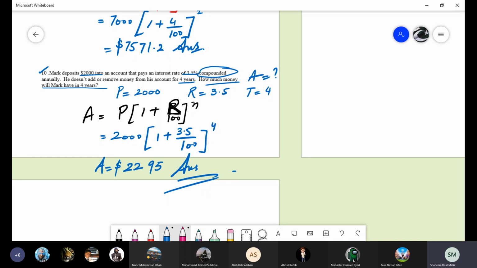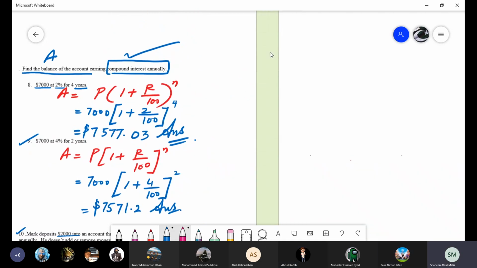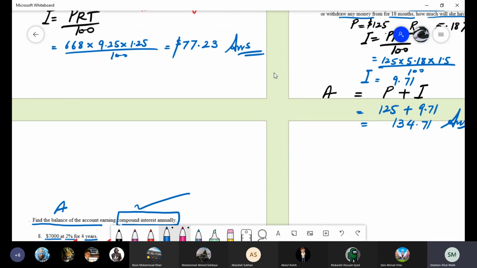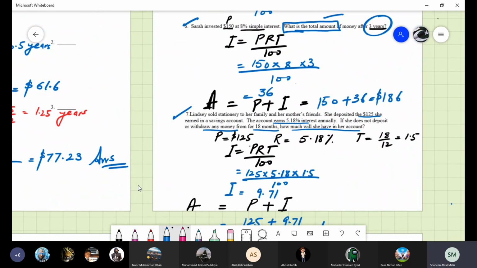Total 10 questions are there in the worksheet. We have done all. Did you complete all the questions? Ma'am, can you go to question 6? Question number 6. Okay. Here is the 6. We have to find out the amount in question 6.